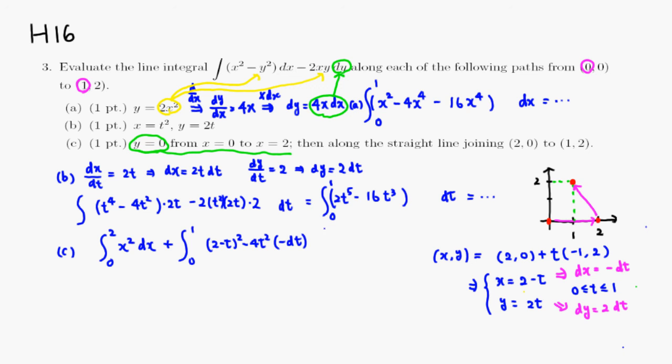Then minus 2 times x, which is 2 minus t, and times y, which is 2t, and dy is 2 dt, so times 2 dt. So we have that, and I'll let you guys compute it. It's a little messy, but it shouldn't be too bad. Alright, that's it. I hope that this will get you going.